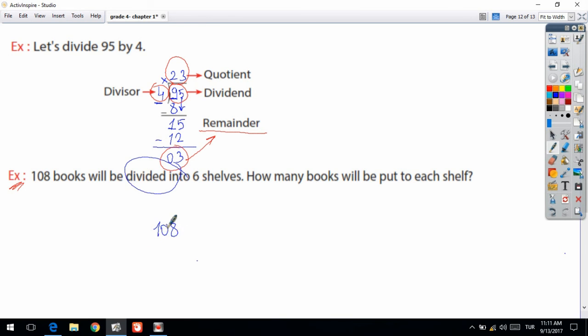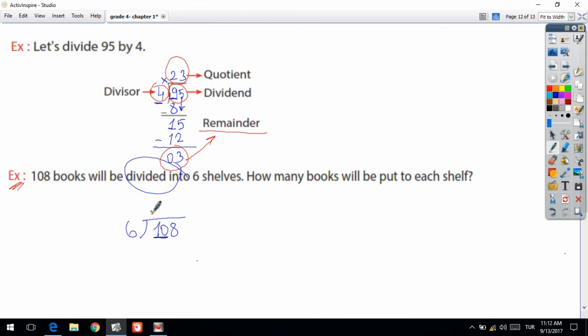108 divided by 6. First I will ask about the first biggest digit. How many 6s do we have in 1? 1 is smaller than 6. Is there any? No, there is none. I will ask about the first 2 digits. How many 6s do we have in 10? 6 times 1 is 6. 6 times 2? Can we write it? No. 6 times 2 is 12. 12 is bigger than 10. Because of that we cannot write 2 here.